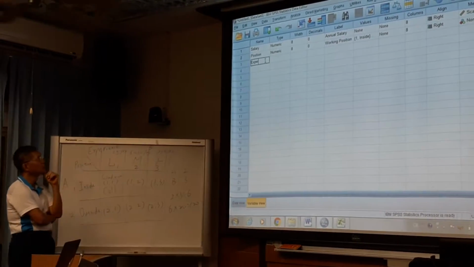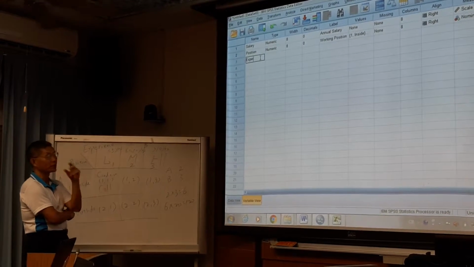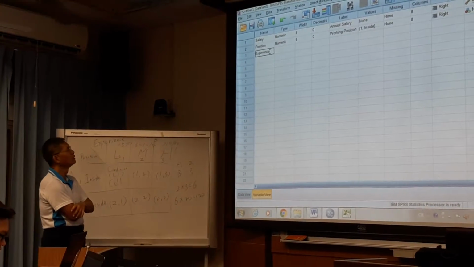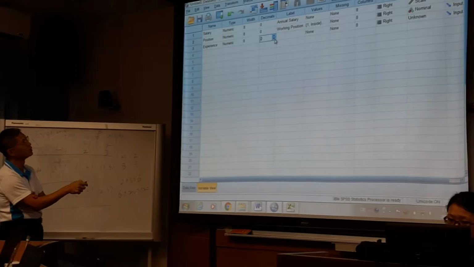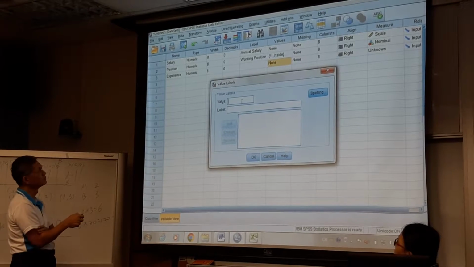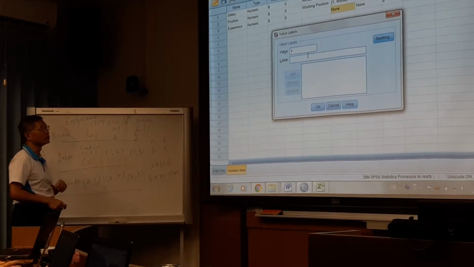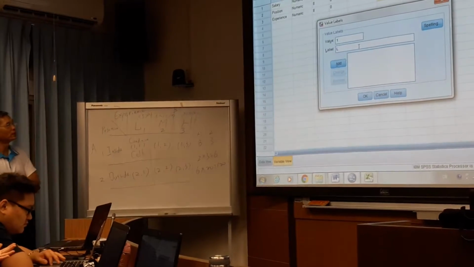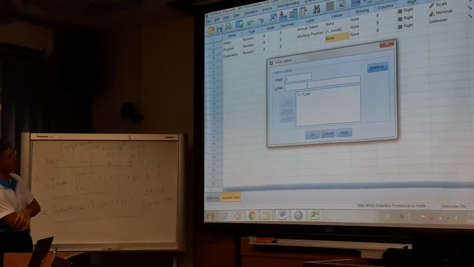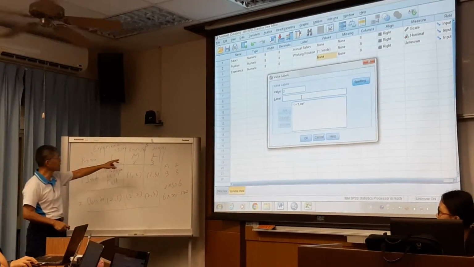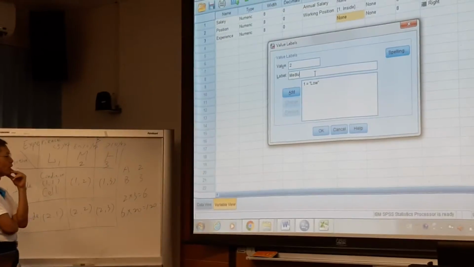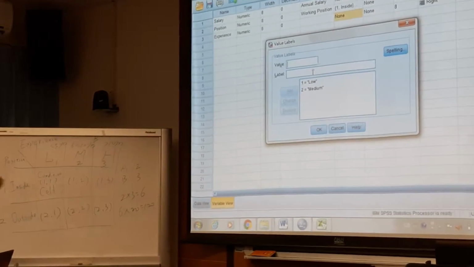Then experience, EXPERINC. My keyboard has some problem. This keyboard is okay. INC. And numerical, 0. And here, working experience. 1 stands for low, L-O-W. 2 is median, M-E-D-I-U-M. Median. 3 stands for high.